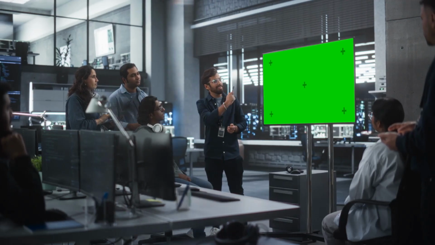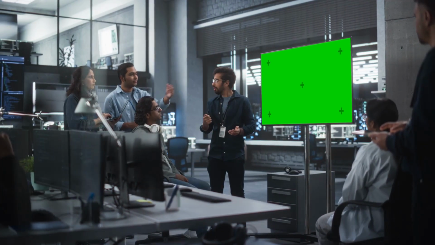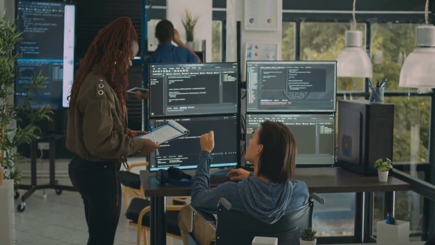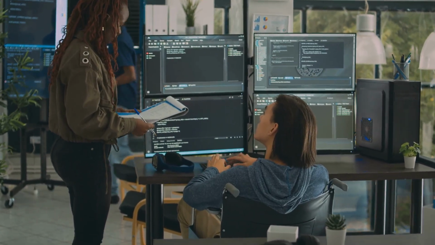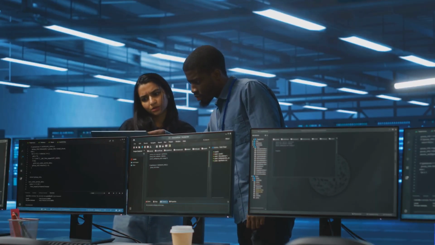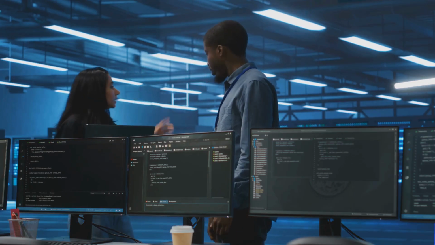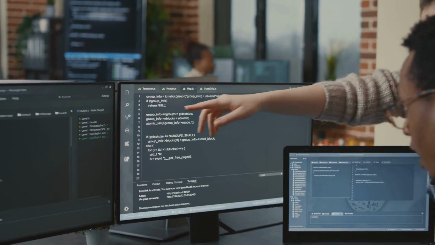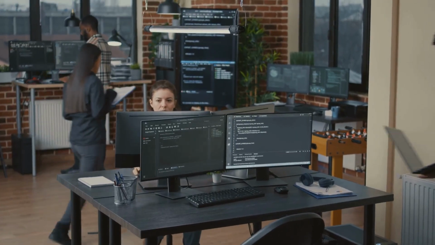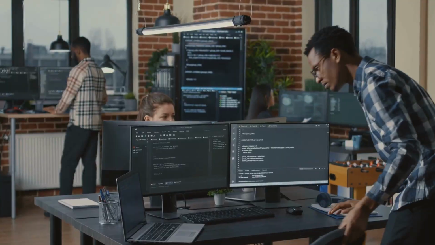Preventing defect leakage requires a combination of proactive measures and continuous process improvement. Implementing thorough test planning, comprehensive test coverage, and early defect detection techniques such as code reviews, static analysis, and unit testing can significantly reduce leakage. Automated testing frameworks, continuous integration, and regression testing also play a crucial role in catching defects before they reach production.